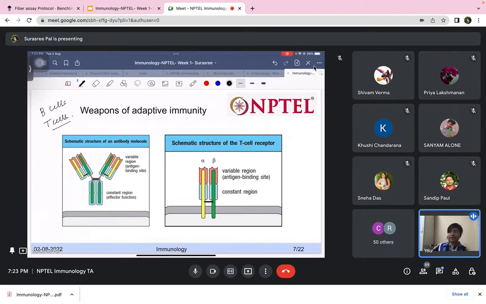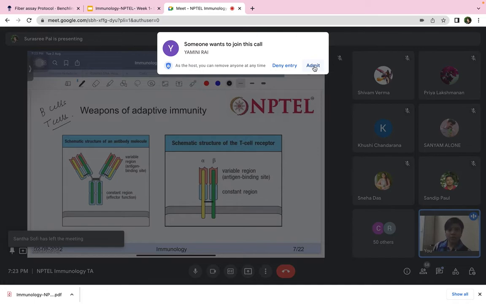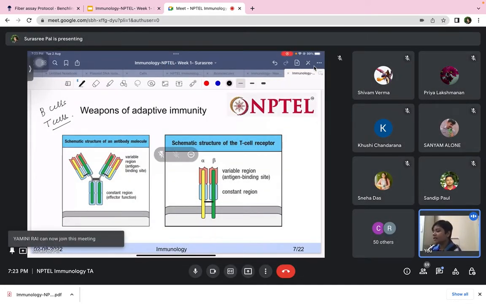I'm not saying that the innate immune system is non-specific. They also have a certain level of specificity, but not as much as the adaptive immune arm, right? So the B cells are very crucial for the adaptive immune system because they produce these antibody molecules, right? And antibody molecules have this kind of structure.